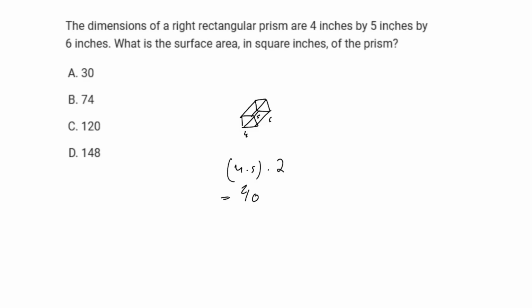Now we need to do this side. 5 times 6, so we have 5 times 6 times 2. And remember, 5 times 6 gives us a value of 30. And we multiply by 2, we get 60.